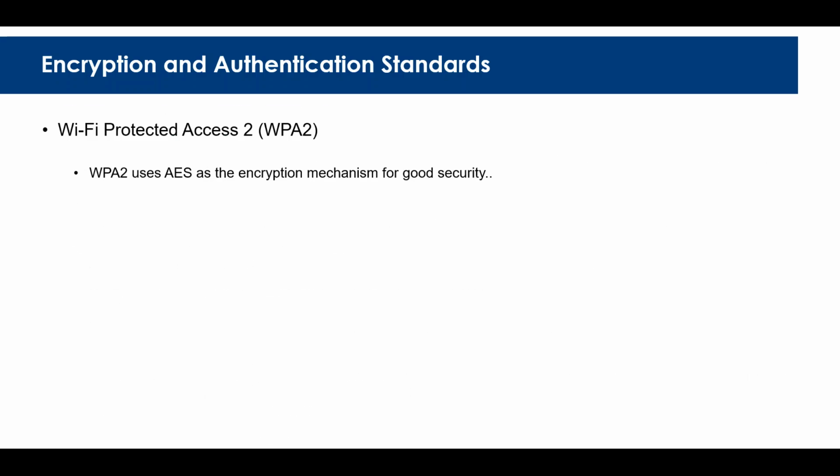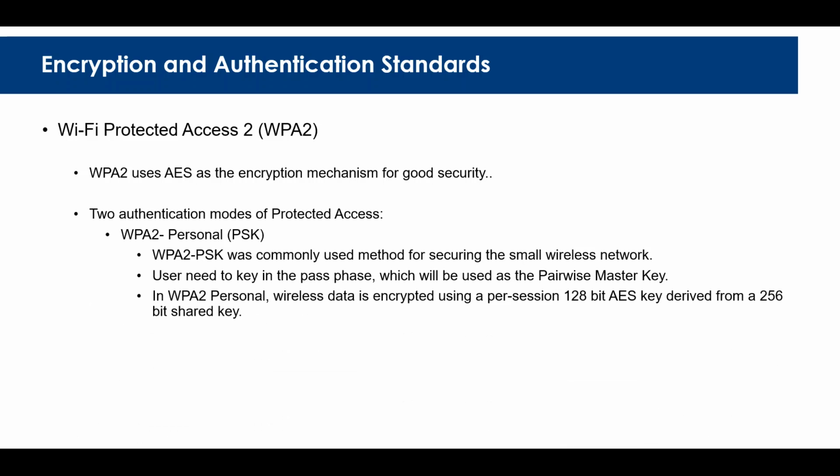Let's look into WPA2, or Wi-Fi Protected Access 2. WPA2 uses AES as the encryption method for robust security. In WPA2, there are two modes of protected access. The first one is WPA2 Personal or WPA2-PSK, which is commonly used in small wireless networks. The user needs to key in the passphrase, which is used for pairwise master key generation. This is very easy for deployments.